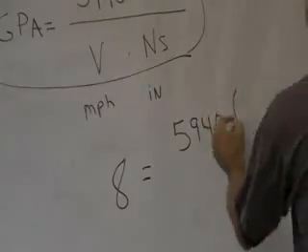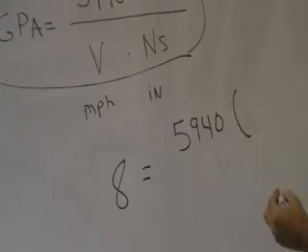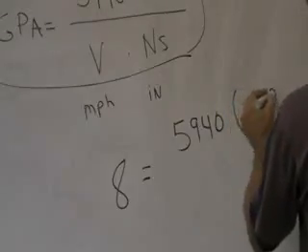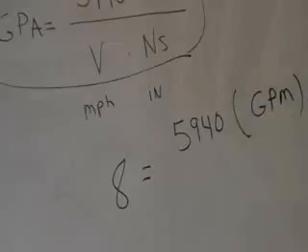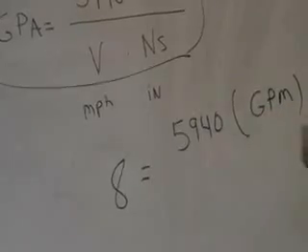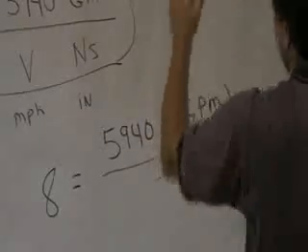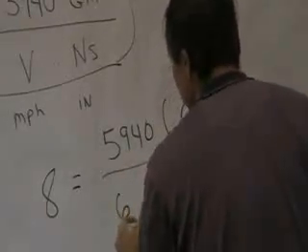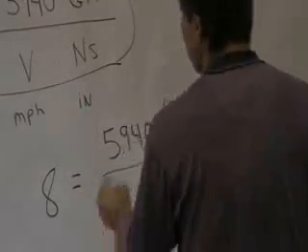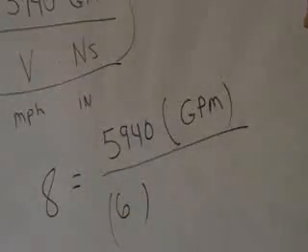Times my gallon per minute. Well, what's my gallon per minute? I don't know that. Okay, so let's just put gallon per minute. I've got to figure that out. Divided by my velocity in miles per hour. Oh, I know that. It's 6 miles per hour. Times my nozzle spacing in inches.